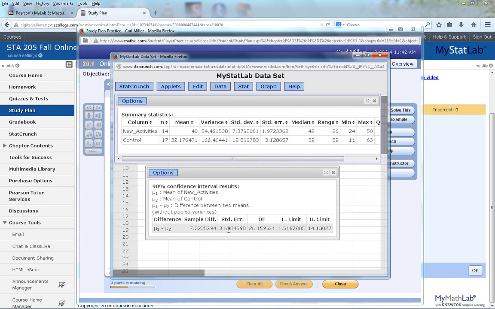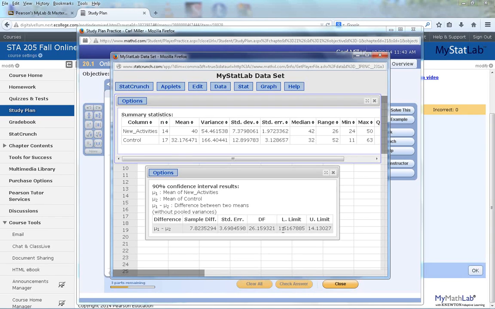The standard error is going to be the square root of this standard deviation squared over 14 plus this standard deviation squared over 17. Okay, and that would be that standard error. Now, the degrees of freedom the computer calculates for you, so we would use 26 if we were using table T and trying to come up with a t-score to plug into a 90% confidence interval formula. And then when they do the subtraction, they get a lower limit of 1.5 and an upper limit of 14.1.